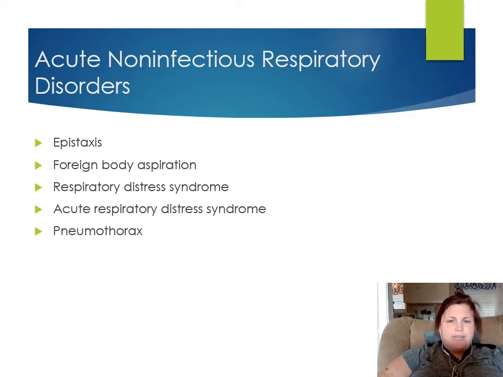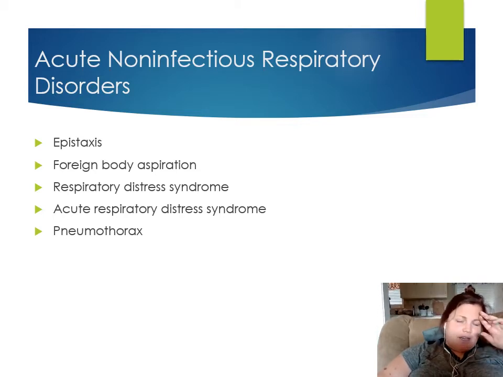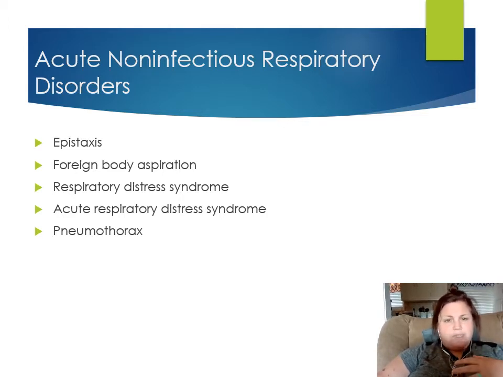Okay, now we're going to look at some acute respiratory disorders that are non-infectious. So these don't have any bacterial or viral origin. Just to see on the slide, that'll include epistaxis, which is nosebleed, FBA, foreign body aspiration, RDS, respiratory distress syndrome, ARDS, which is acute respiratory distress syndrome, and pneumothorax.